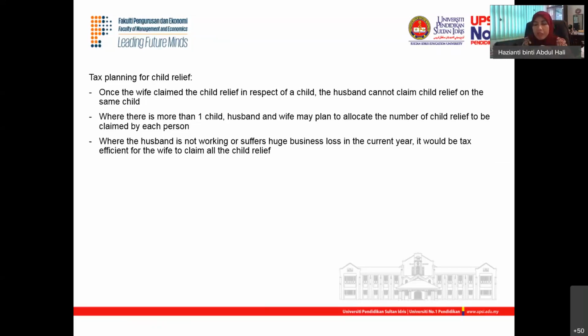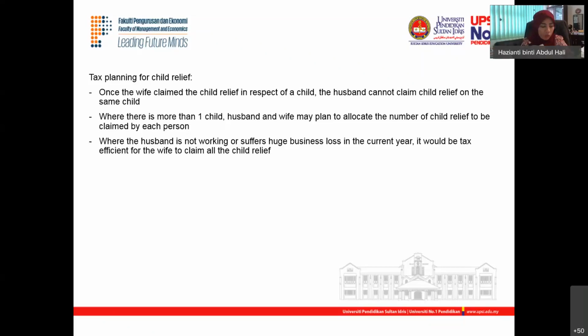Usually we will get a tax refund, because the tax paid is deducted from the salary every month. So normally we pay more than what we have to pay. Once we finish the tax filing, then we can plan who will get the child. Same if there is more than one child, as I said, they may plan to allocate the number of child relief claims by each person. And if the husband is not working or suffers a huge business loss in the current year, it is tax efficient for the wife to claim all the child relief.